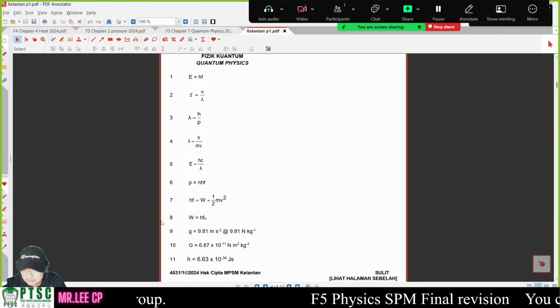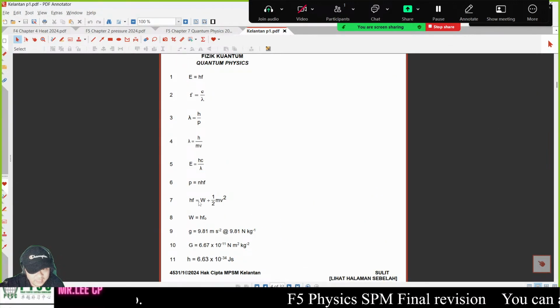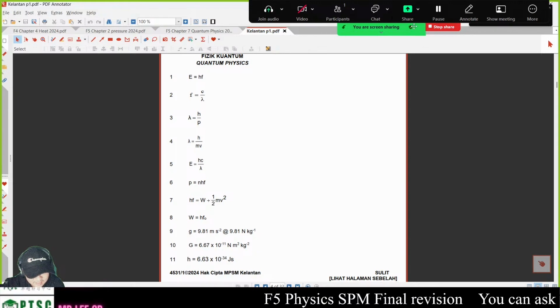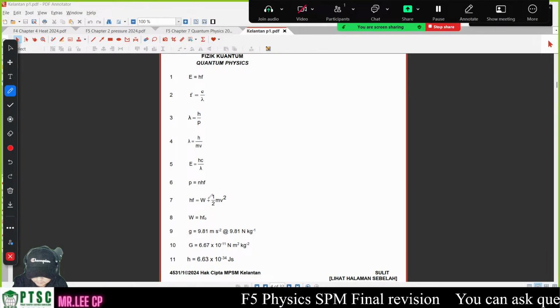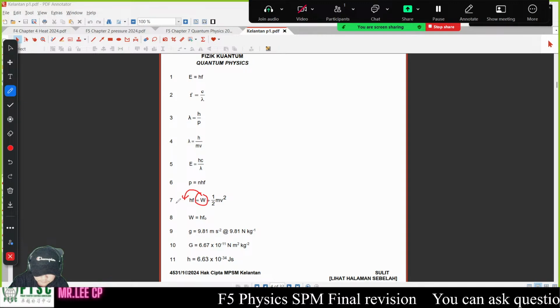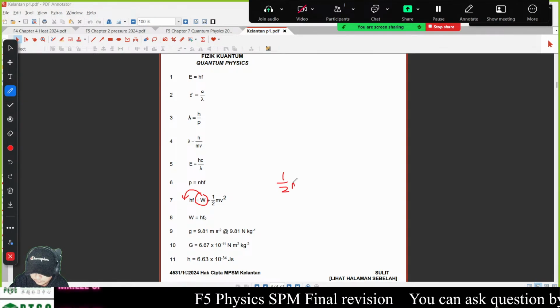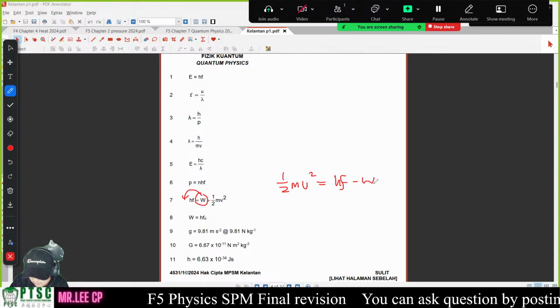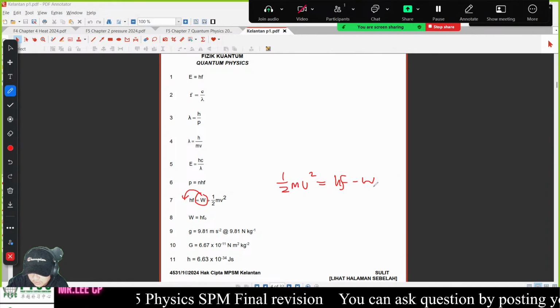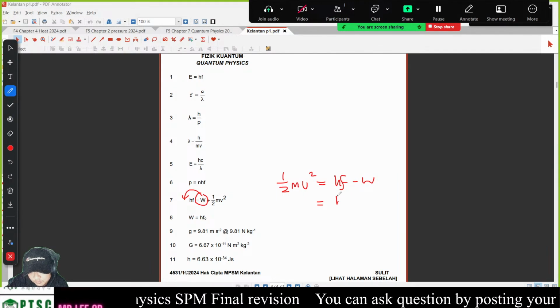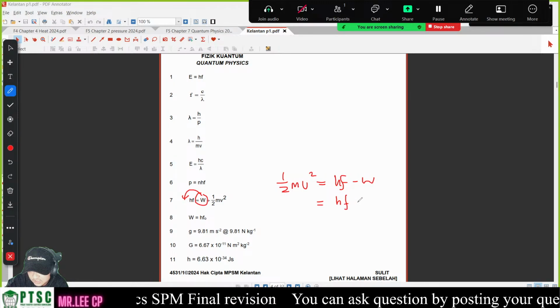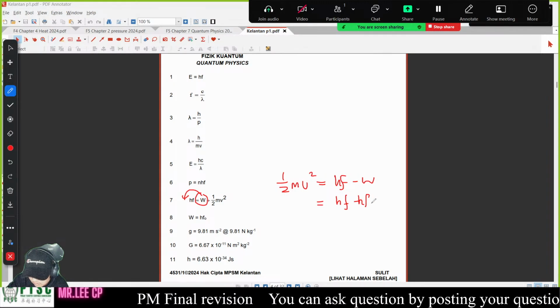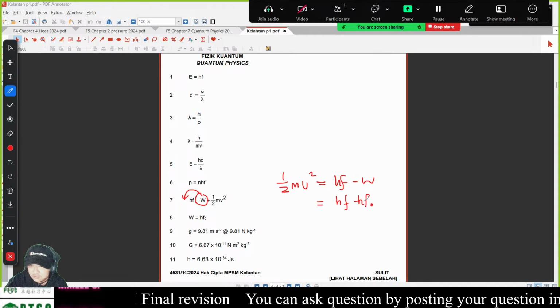This is the one that they gave you, right? hf is equal to W plus half mv squared. So you want to move this one, then minus W. hf, the work function, it is a minimum, right? Minimum energy needed. So then you got that formula.